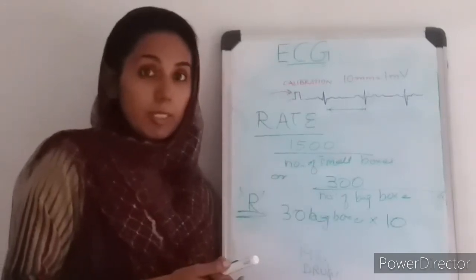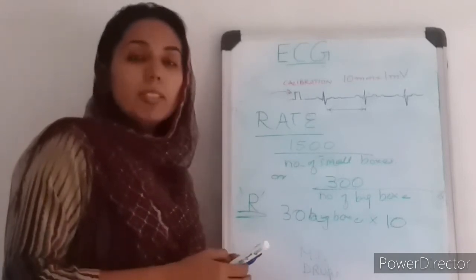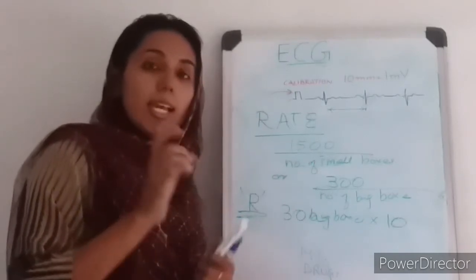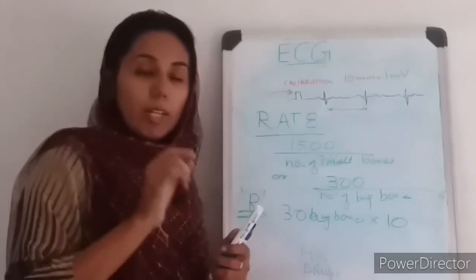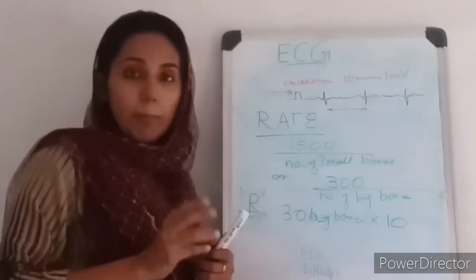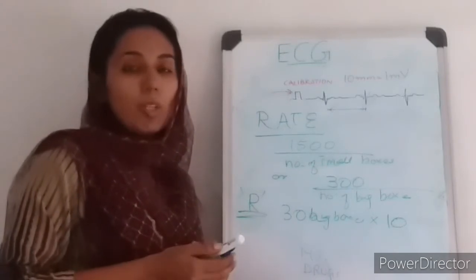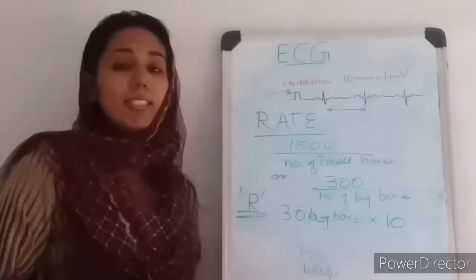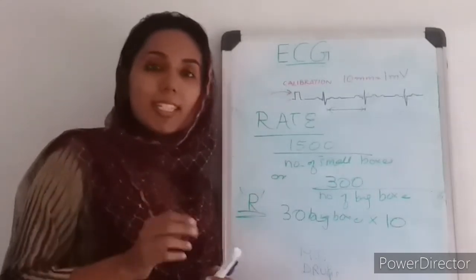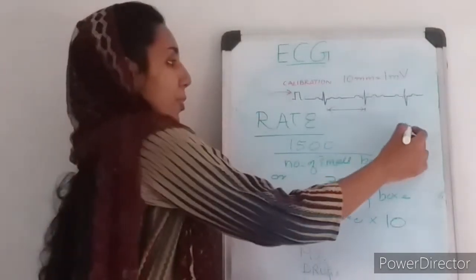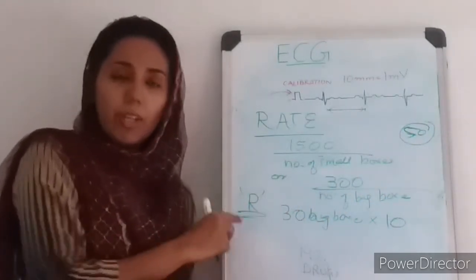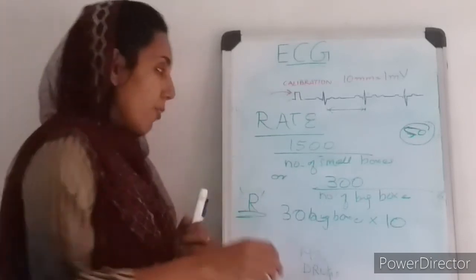Suppose the rhythm is irregular, what happens? We cannot do this because the RR interval keeps on changing. So what we do is, you calculate the number of QRS, the R waves, in 6 seconds, that is 30 big boxes, and multiply by 10 to get the answer. If the heart rate is really fast, there is yet another alternative. We can calculate the R waves in 6 large divisions and multiply by 50. So there are umpteen ways: once the rhythm is regular, once irregular, once the heart rate is really fast. So now we have found out the rate.